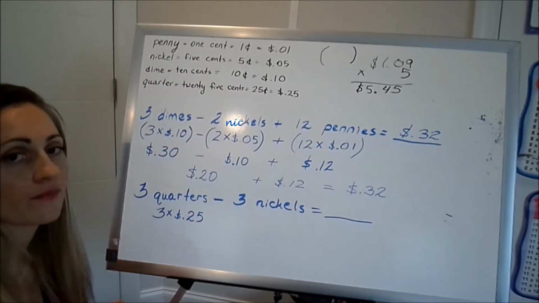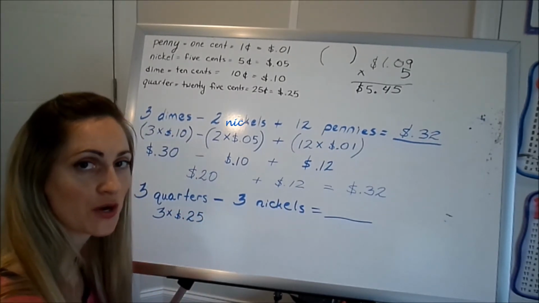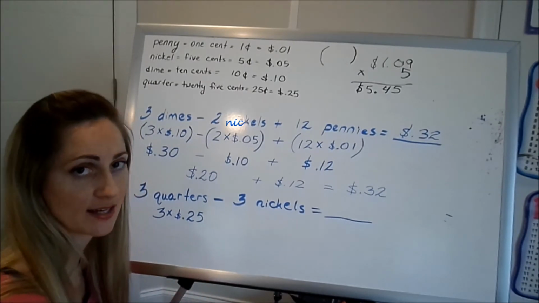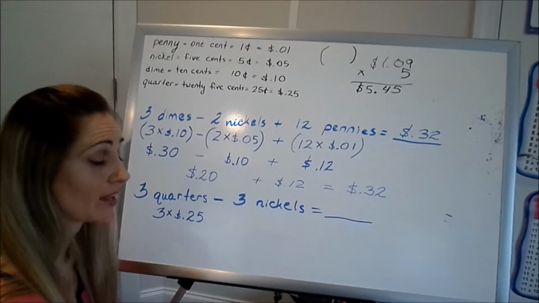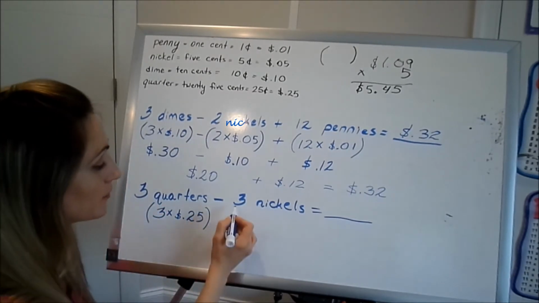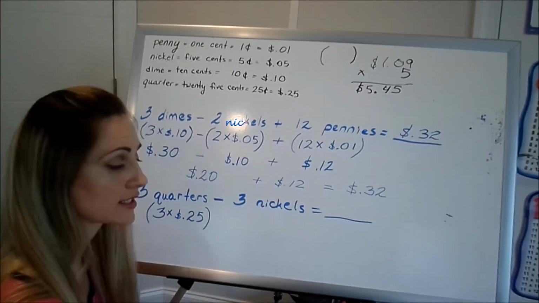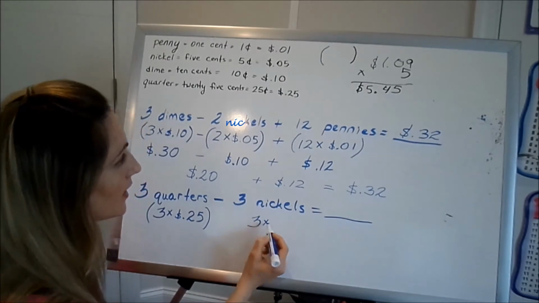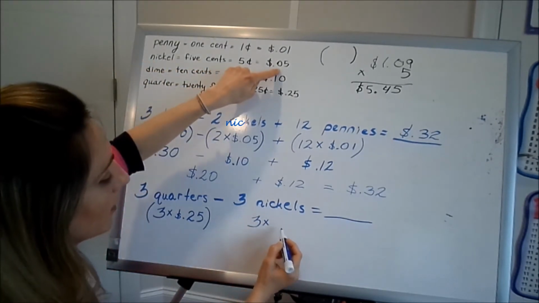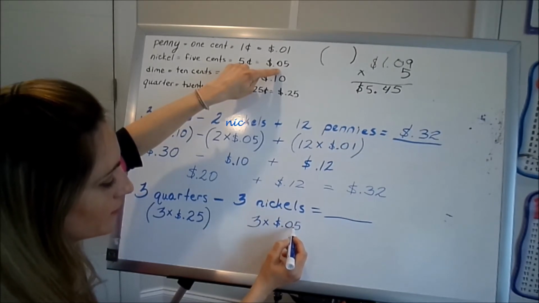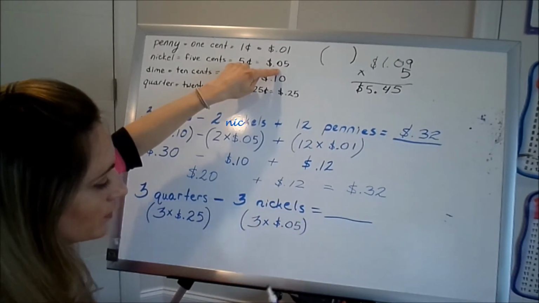0.25. What do I do to show that this multiplication has to be done first and by itself? I put parentheses around it. There you go. And then I'm going to figure out the value of 3 nickels. How do I write 3 nickels? I write it 3 times the value of a nickel. 0.05. Okay, there we go.